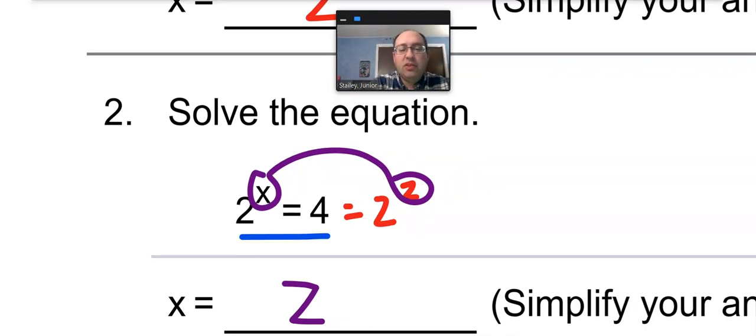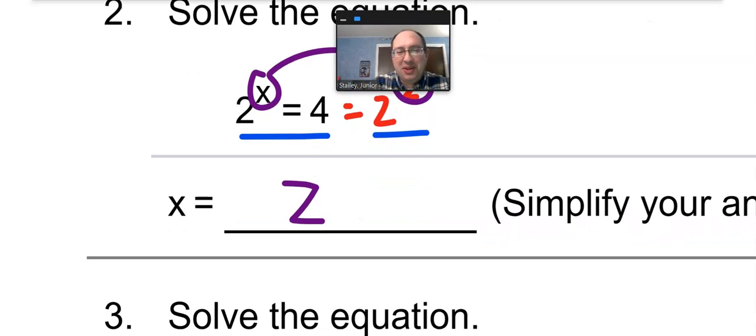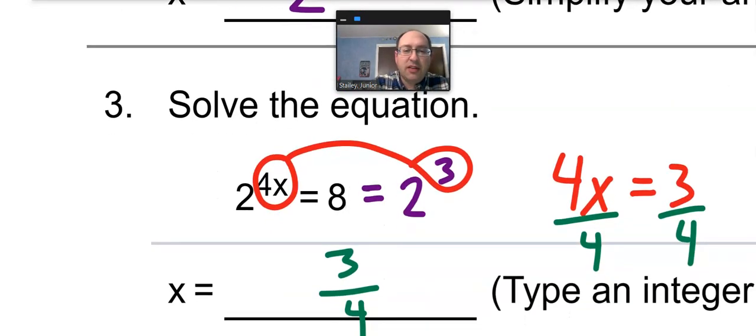So here we go. Similar situation. You take the 4, you rewrite it as 2 squared. Then we know that the exponent, which is the unknown quantity, is 2. Not every one of these questions is going to have an answer of 2. It's a good try, though.